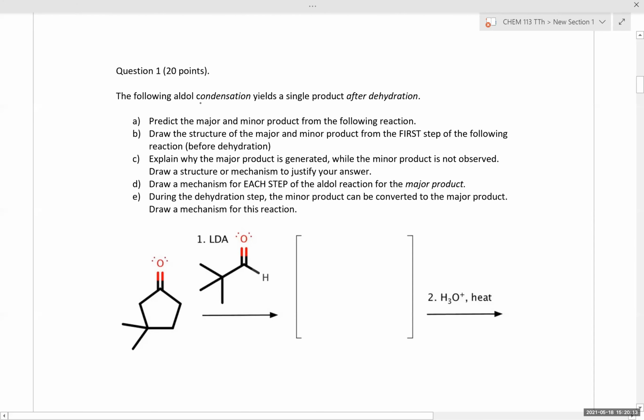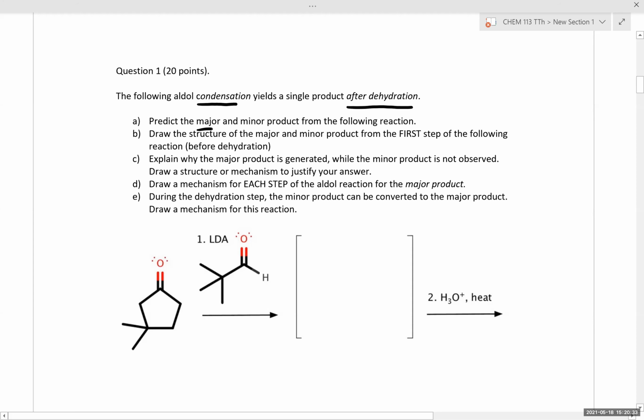So the following aldol condensation yields a single product after dehydration. As we talked about in lecture, the aldol condensation refers to the dehydration product. The aldol reaction is typically used to refer to the initial addition product.